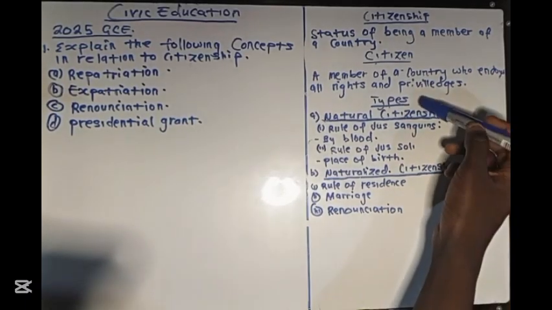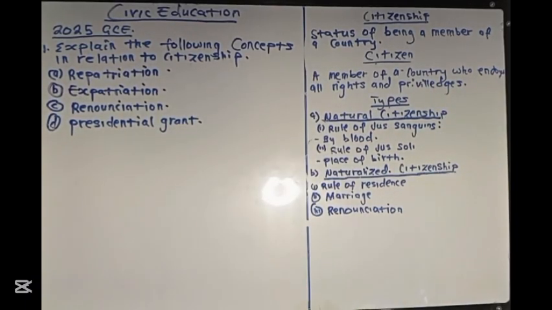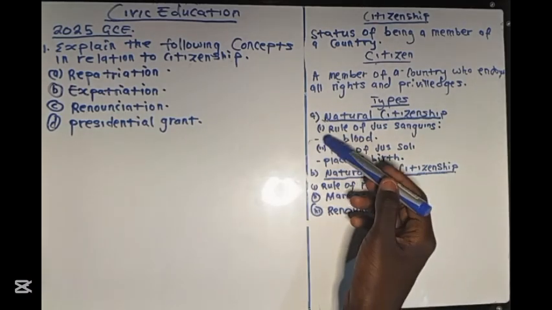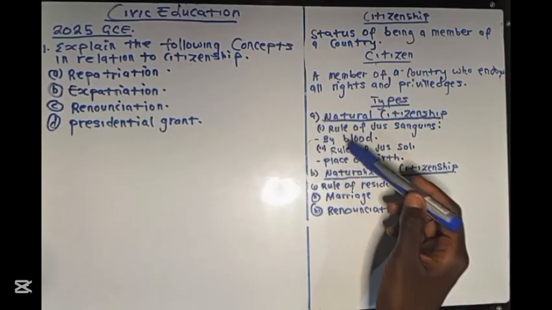Then we want to look at the types. We have two types of citizenship: natural citizenship and naturalized citizenship. Under natural citizenship, we have two rules. The first rule is the rule of jus sanguinis. It states that one can become a citizen by blood. It doesn't matter where they are born, as long as they are Zambian. Even if they were born in America, they are Zambians, because it is by blood. So that is the first rule, jus sanguinis, by blood.